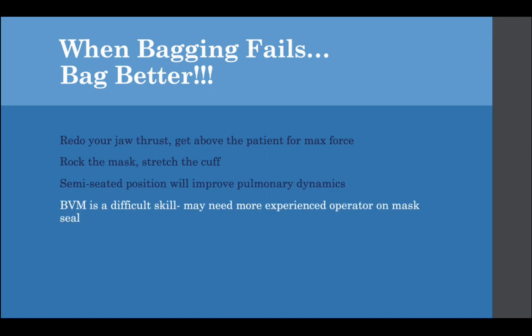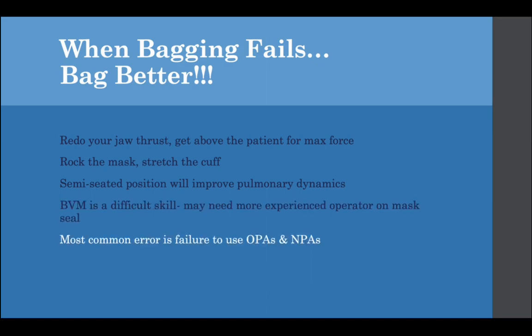BVM is a difficult skill and you may need an experienced provider. If I'm in a room with a patient with low oxygen saturation who's being bagged, I go straight to the head and I hold the mask. And you can run the scene from the mask, but the mask seal is the most difficult skill. Once you have ensured adequate oxygenation and ventilation, you can pass that job off to someone else, coach them, and make sure that they're continuing to do it well. And remember, the most common error is forgetting to put in an OPA or an NPA. Don't forget, you can use an OPA, and you can use 1 or 2 NPAs additionally.